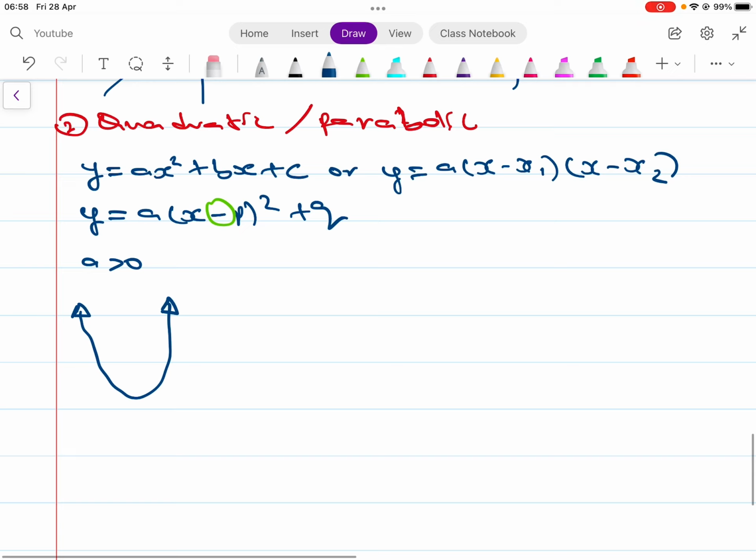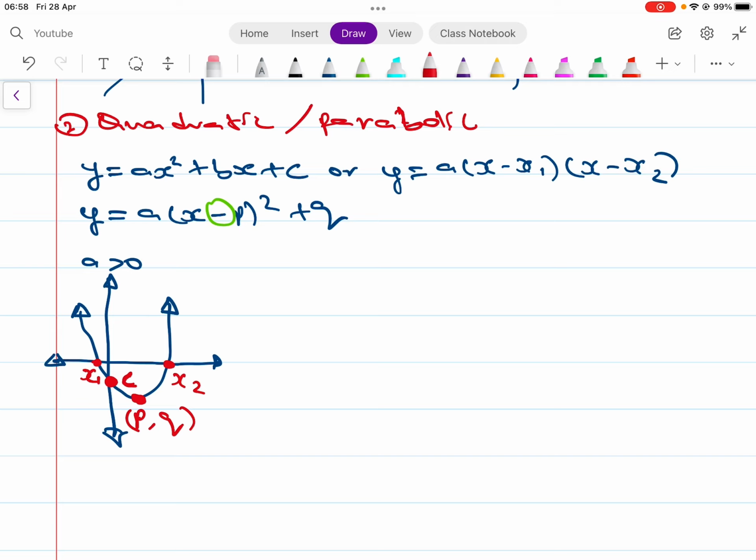Then you'll still have your graph looking like that, and then you have your xy plane or your Cartesian plane, and here and there you have your x1 and your x2, and then you have your y-intercept, which is the value of c, and then you have your turning point, which is the p and the q. Those are the coordinates of the turning point.